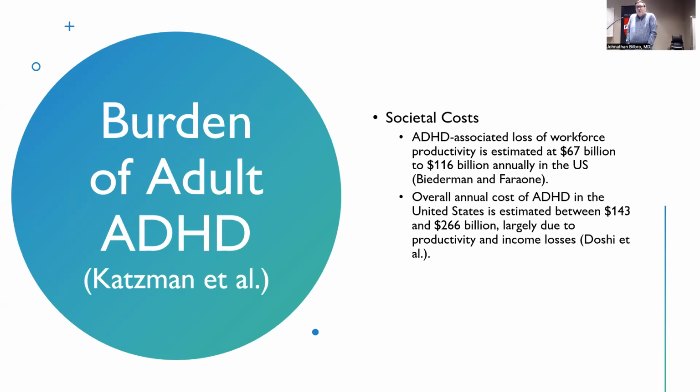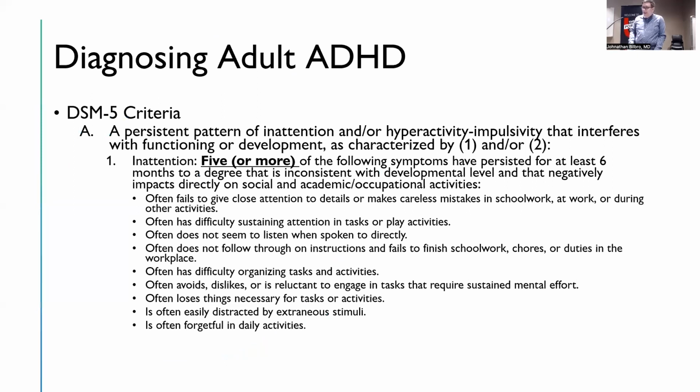But this is an issue, right? And so we should, as psychiatrists, we should probably be doing what we can to address this. But that's the hard part, right? Is, well, what do we do about it? How do we correctly identify these individuals with ADHD and treat them appropriately?